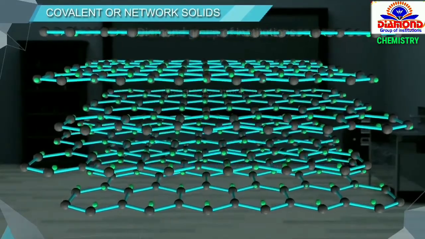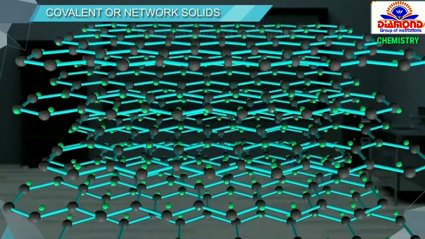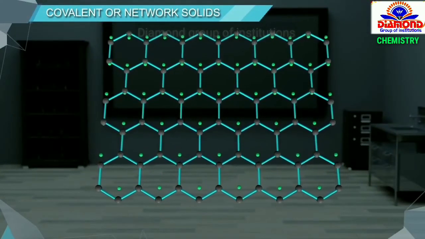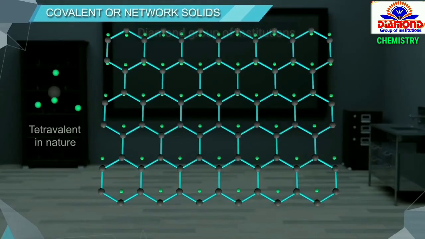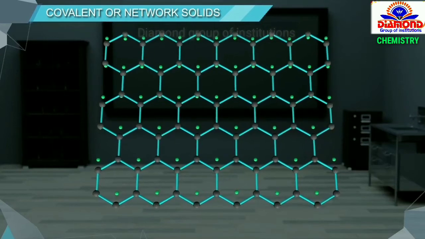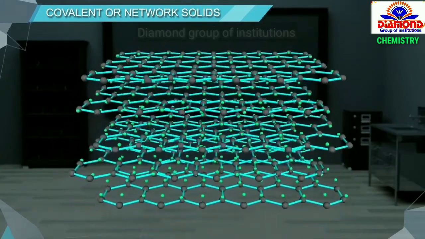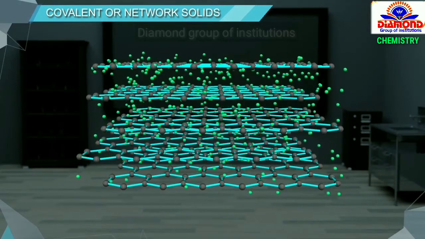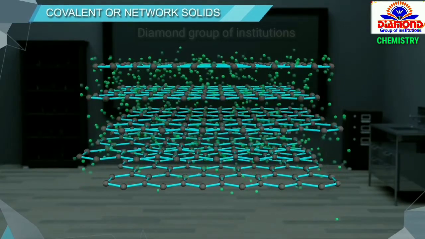In graphite, carbon atoms are arranged in different layers. We know that carbon is tetravalent in nature and has 4 valence electrons. In each layer, one carbon atom is bonded to 3 other neighboring atoms within the same layer. The 4th valence electron of each carbon atom remains unbonded and is present between the layers. This fourth valence electron is free to move within the structure.